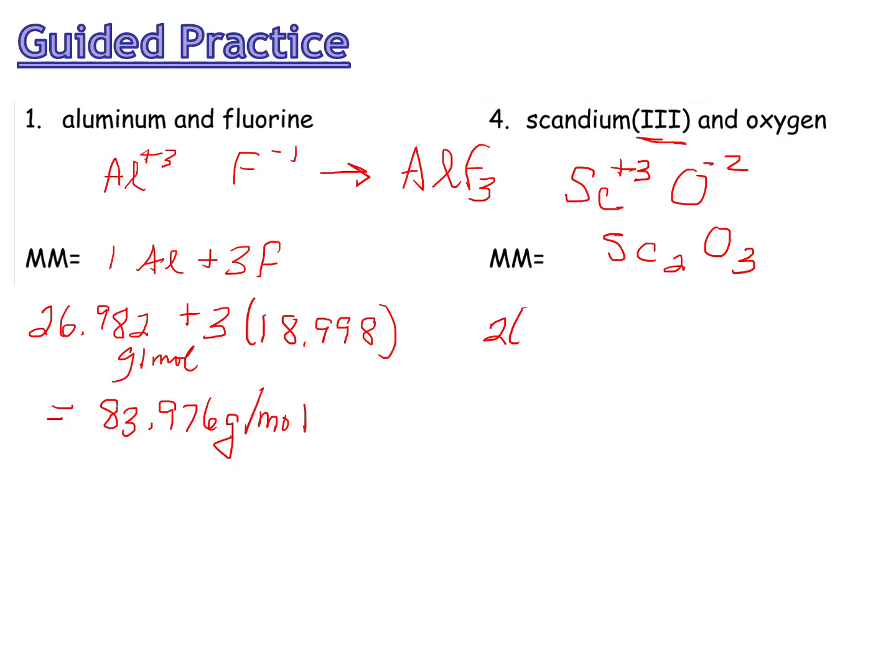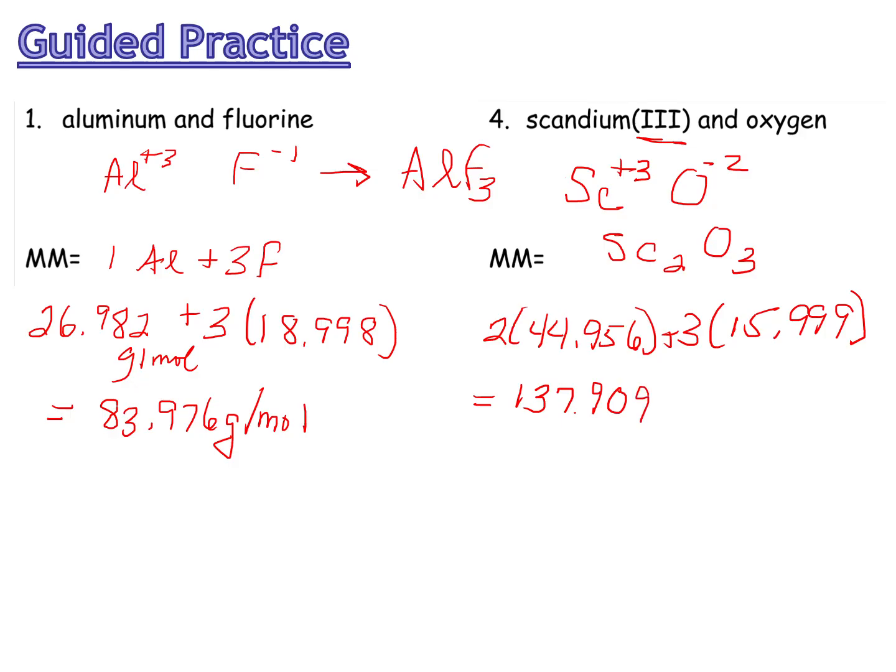So we're going to do 2 times scandium's atomic mass, not one I usually work with, so 44.956. Plus 3 times oxygen, 15.999. Oh, that reminds me, when we start doing a lot of this, you want to always keep at least 3 decimal places. If you start rounding off, the round off errors in molar mass are going to contribute to some huge errors in what you're using it for. And so we do the math, and we get a molar mass of 137.909 grams per mole.